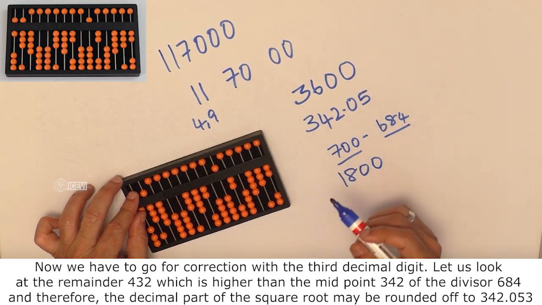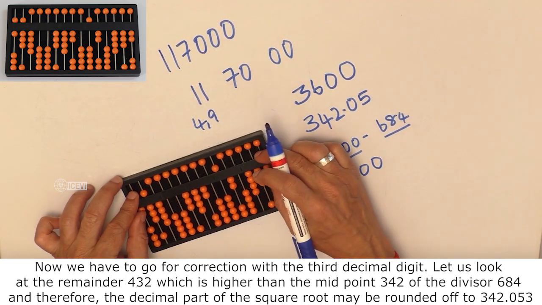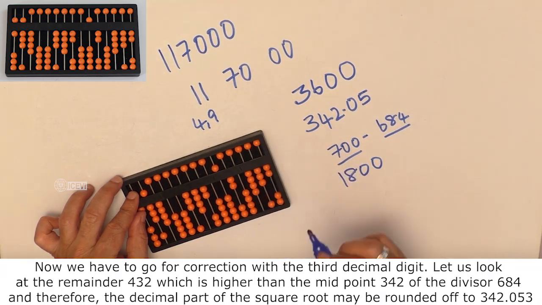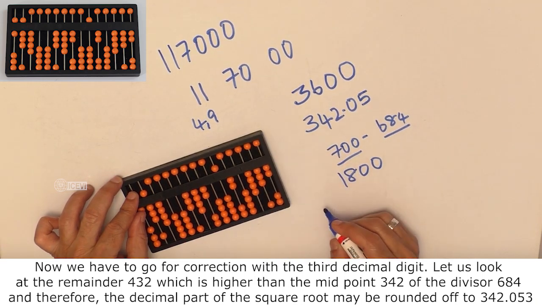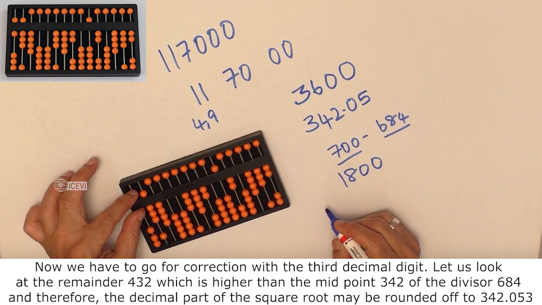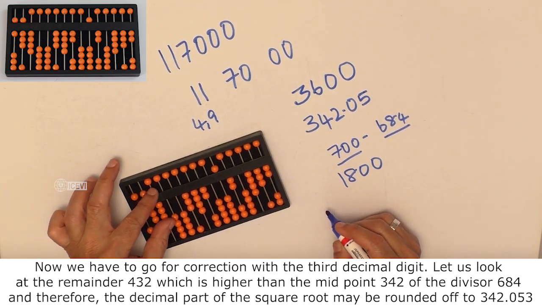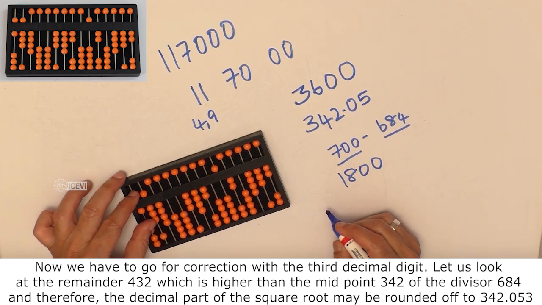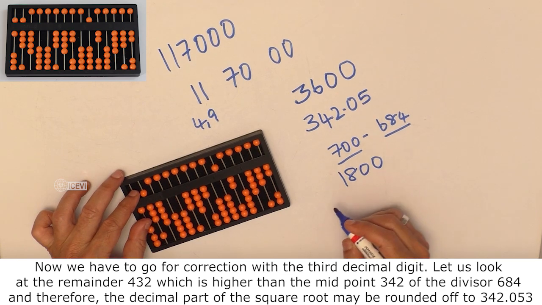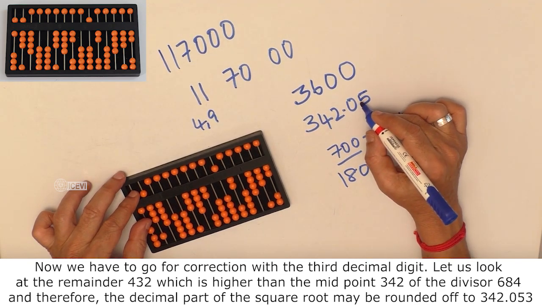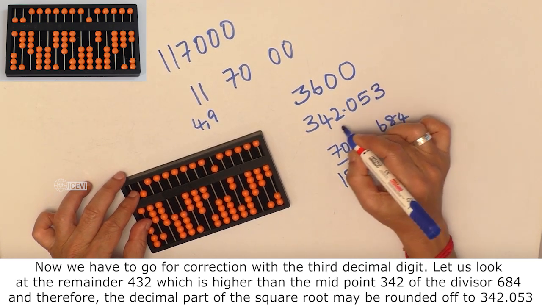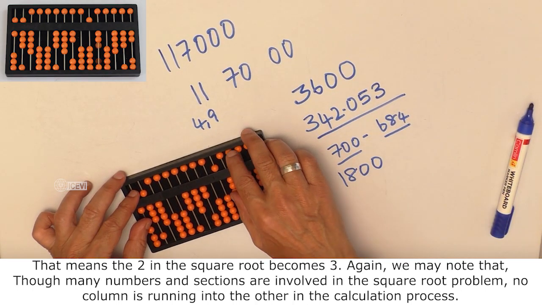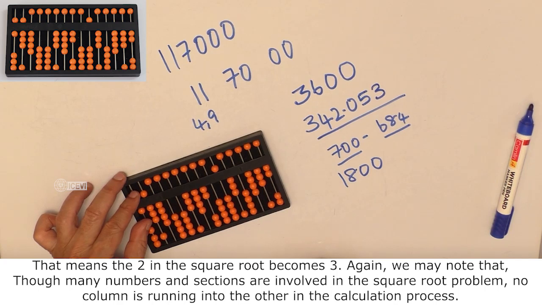Now you have to go for correction with the third decimal digit. Let us look at the remainder, which is 432, which is higher than the midpoint 342 of 684, and therefore the decimal part of the square root may be rounded off to 342.053. That means the 2 in the square root becomes 3.